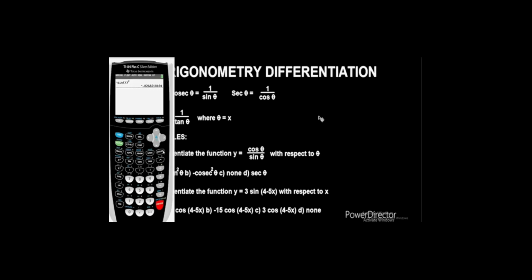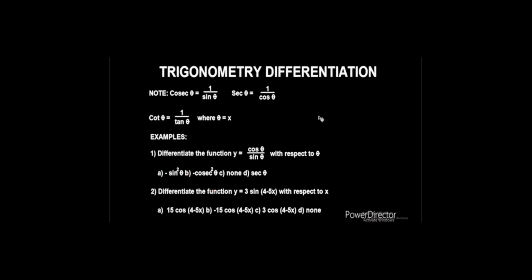Okay, so let's check option B and see whether it's going to give us minus 1.209. Let's clear this. Option B says minus cosec square theta. Now guys, there's no cosec on this calculator. This is the reason I noticed something here. In trigonometric identities, cosec is the same thing as 1 over sine, sec is the same thing as 1 over cos, and cot is the same thing as 1 over tan.